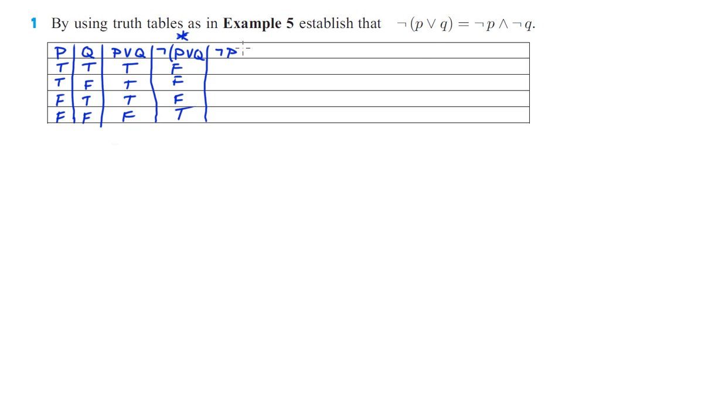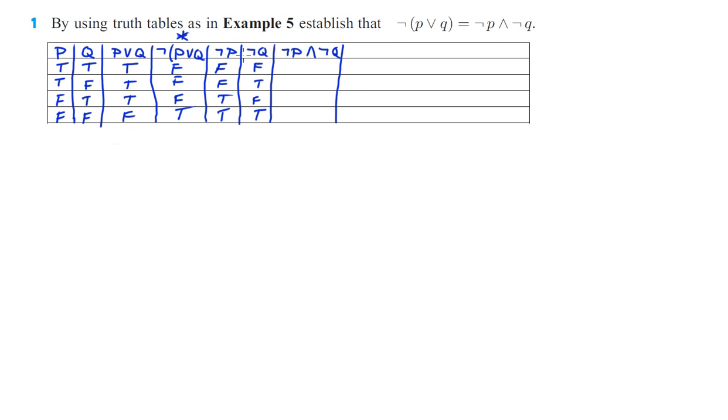So not P is just going to be the opposite of this P column here. So we've got false, false, true, true. All right, and then not Q is going to be the opposite of the Q column there. So false, true, false, true. Okay, now that we know not P and also not Q, we're going to figure out what not P and not Q is.